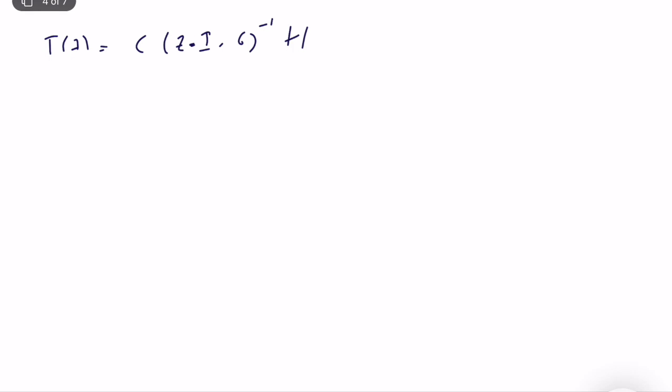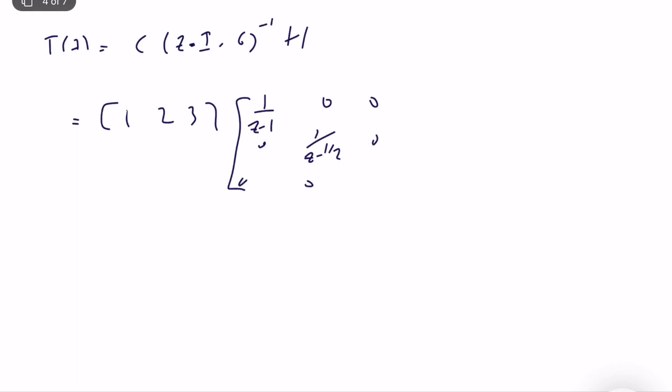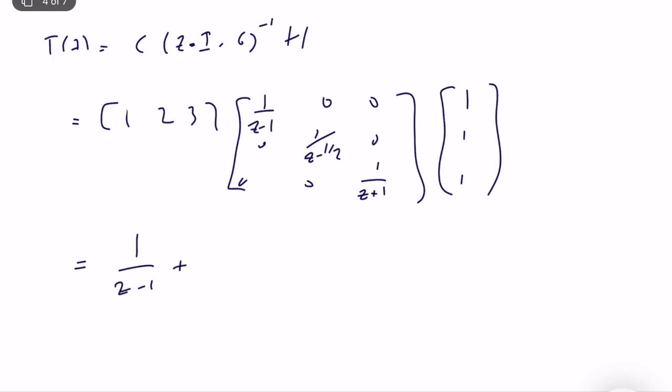So it's equal to 1, 2, 3 times (zI minus G) inverse, which I already computed. It was equal to diag of 1 over z minus 1, 1 over z minus 1/2, and 1 over z plus 1, times 1, 1, 1. If I compute that, I will easily see that it's equal to 1 over z minus 1 plus 2 over z minus 1/2 plus 3 over z plus 1.